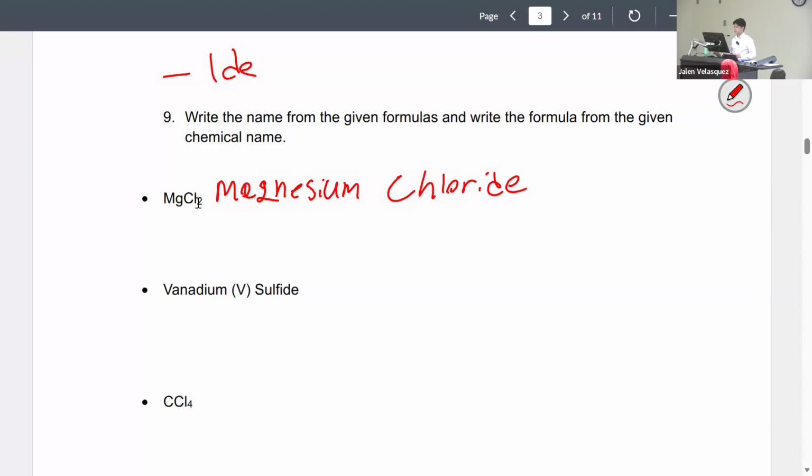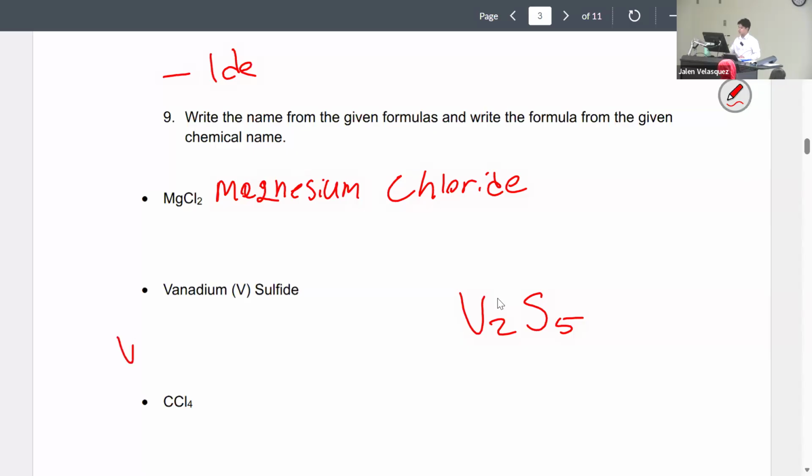What about number 2? I'm giving you the name. What's vanadium 5 sulfide? What's the formula for that? V2S5. Good, it's going to be V2S5. As a reminder, remember how to determine those subscripts. Remember we have to do what I called the drop and swap.